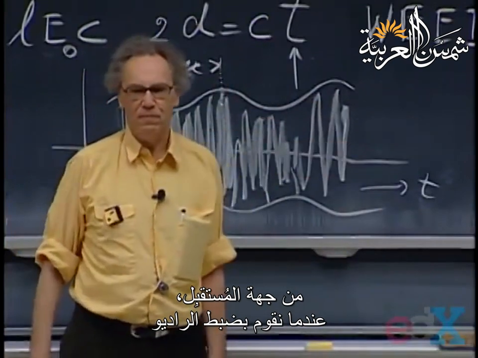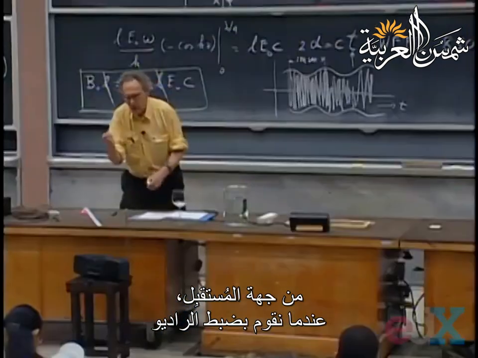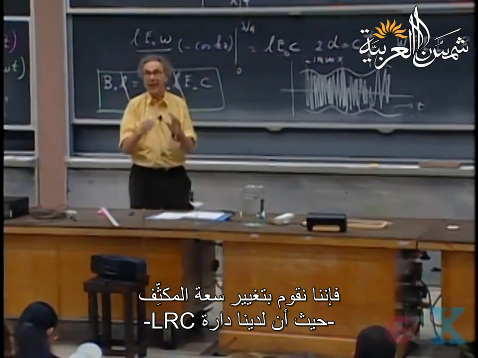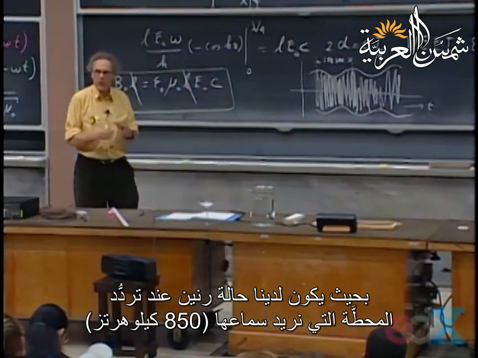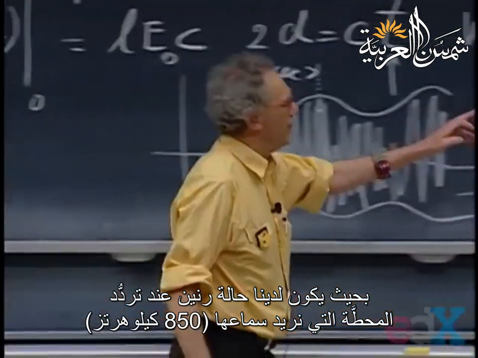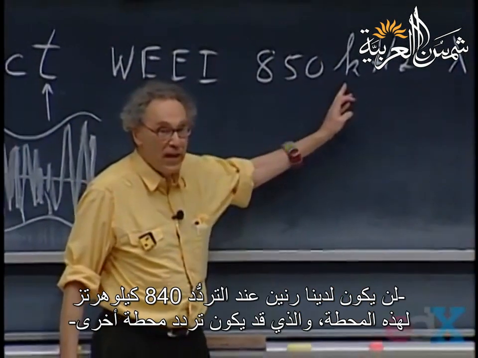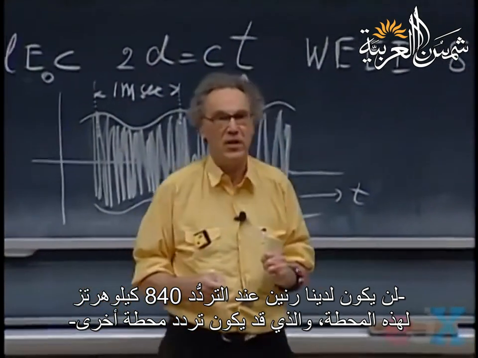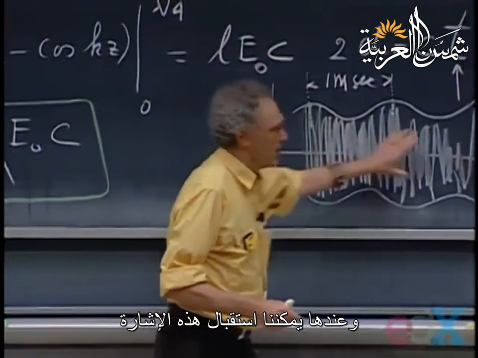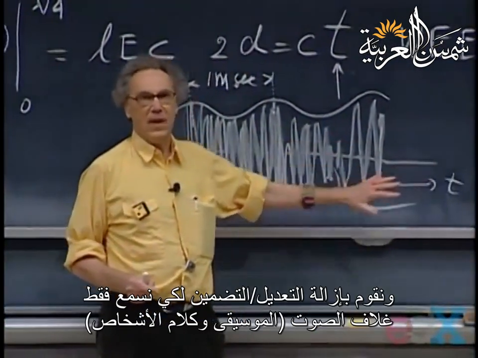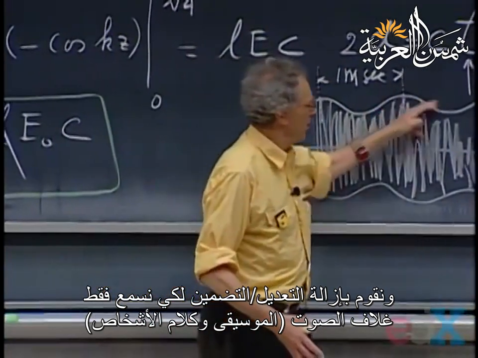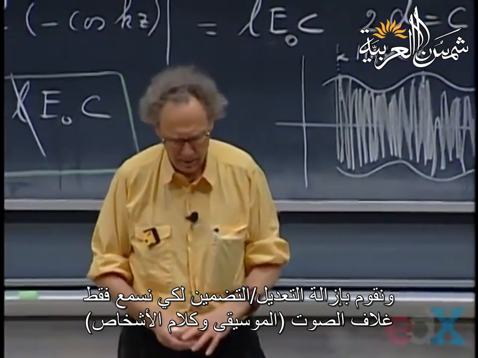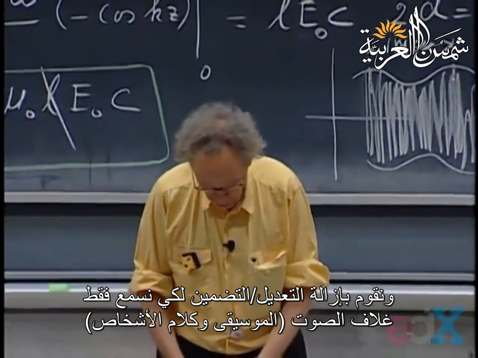At the receiving end, you tune your radio, you change a capacitor somewhere in your radio, you have an LRC circuit, so that you are exactly on resonance at 850 kilohertz, and you're not on resonance at 840 kilohertz, so you don't hear other stations, but you really tune in on that one station, and you can receive this signal then. And then you do some demodulation to only hear the audio envelope, and you hear speech, and you hear music. That's the idea.